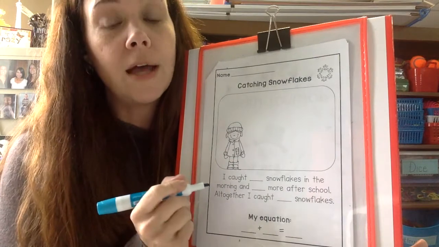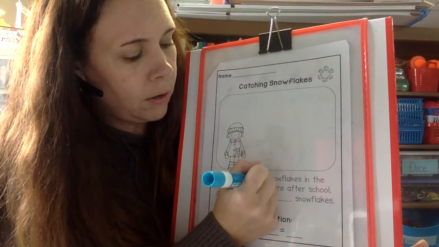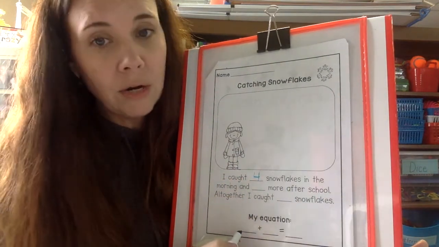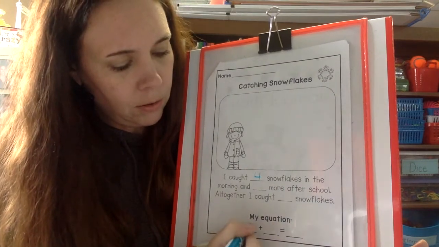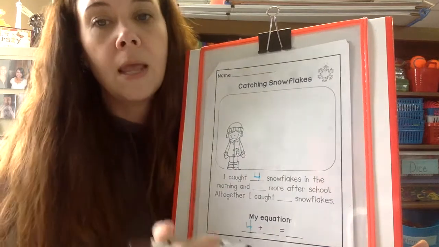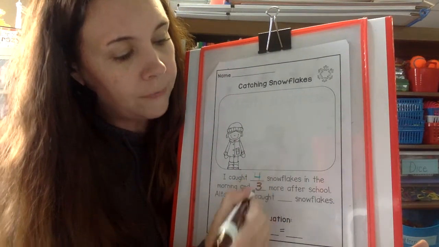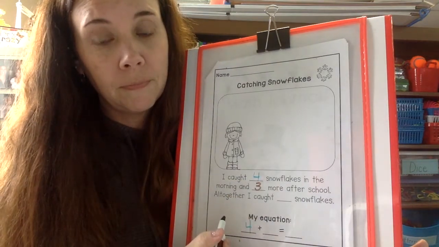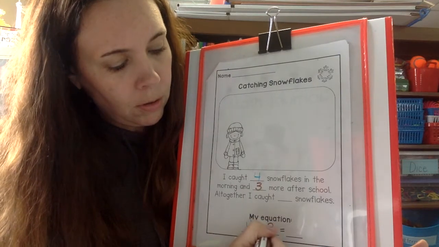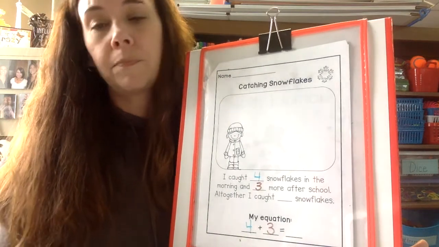I'm going to say we caught 4 snowflakes in the morning. So I'm going to write a 4 here. Then I could also put a 4 down here on the first line of my equation. So I caught 4 in the morning, and then 3 more after school. So then 3 is going to go here on our equation, our number sentence.